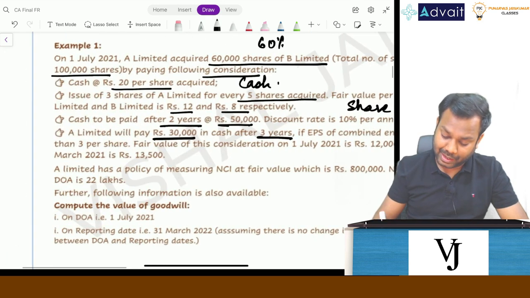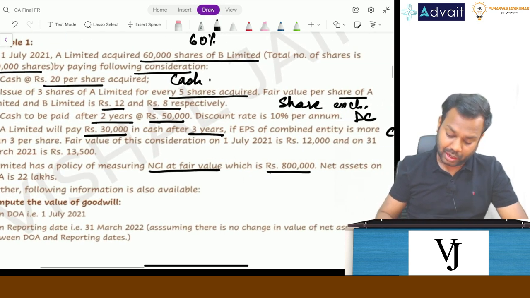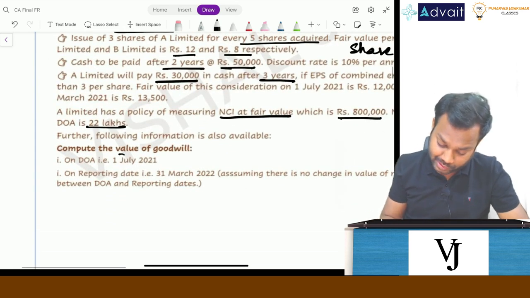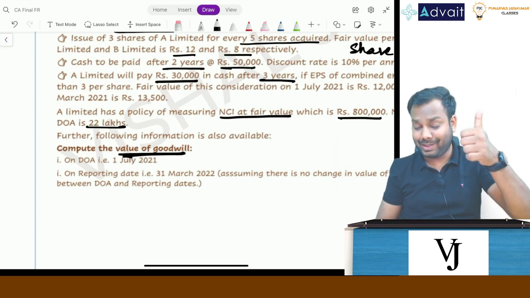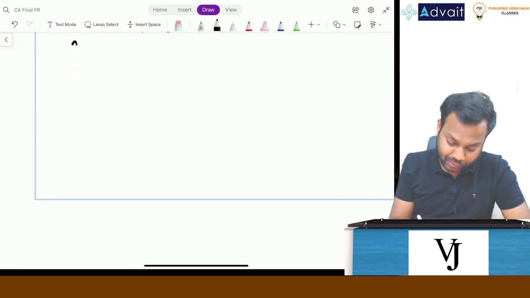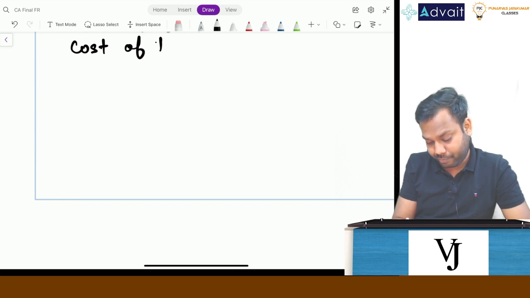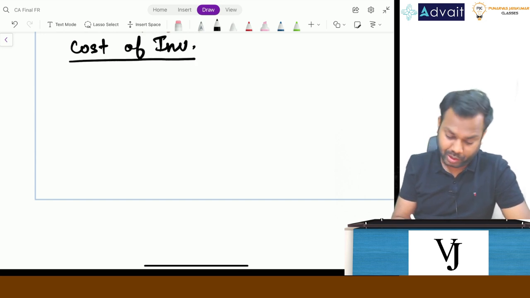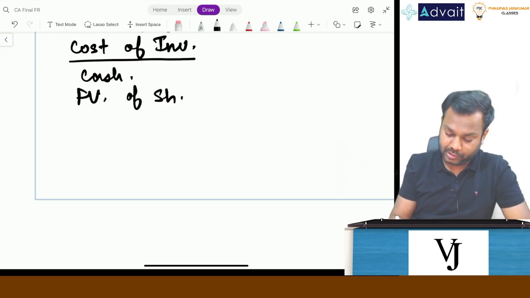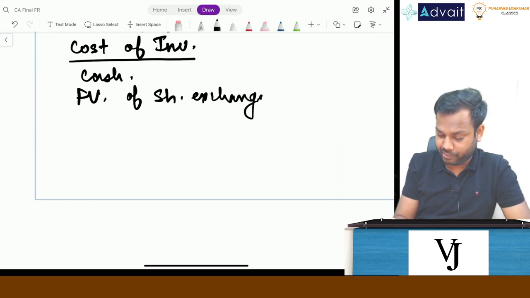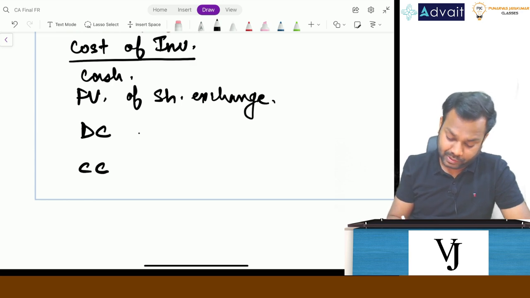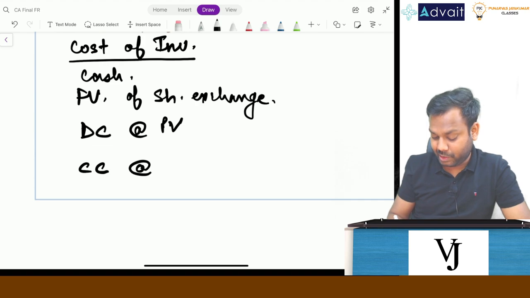Okay. NCI has to be measured at fair value, which is 800,000. Net assets is 1222 lakhs. Now let's calculate. It is asking you to calculate goodwill. Goodwill means purchase consideration plus NCI minus fair value of net assets. First, calculate the cost of investment: cash, fair value of share exchange, then deferred consideration, contingent consideration. Deferred consideration at present value, contingent consideration at fair value.